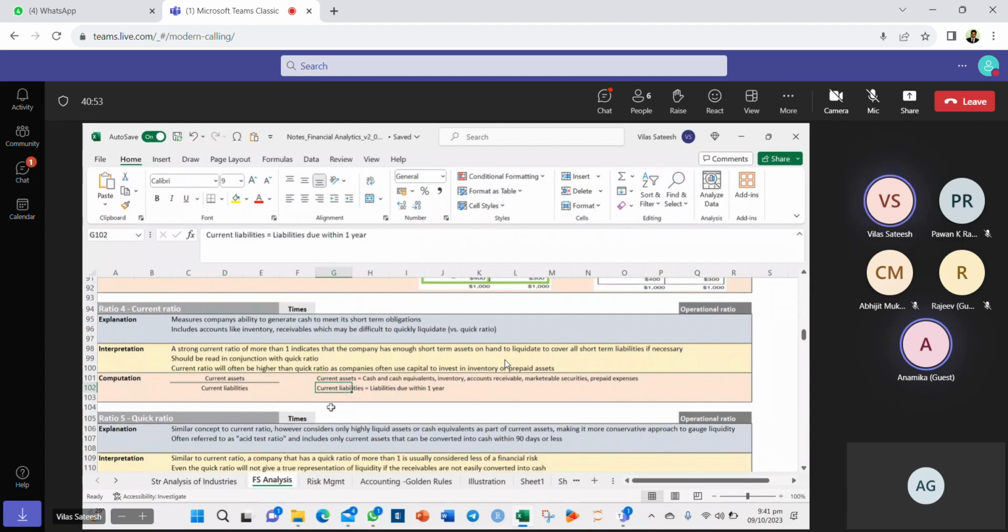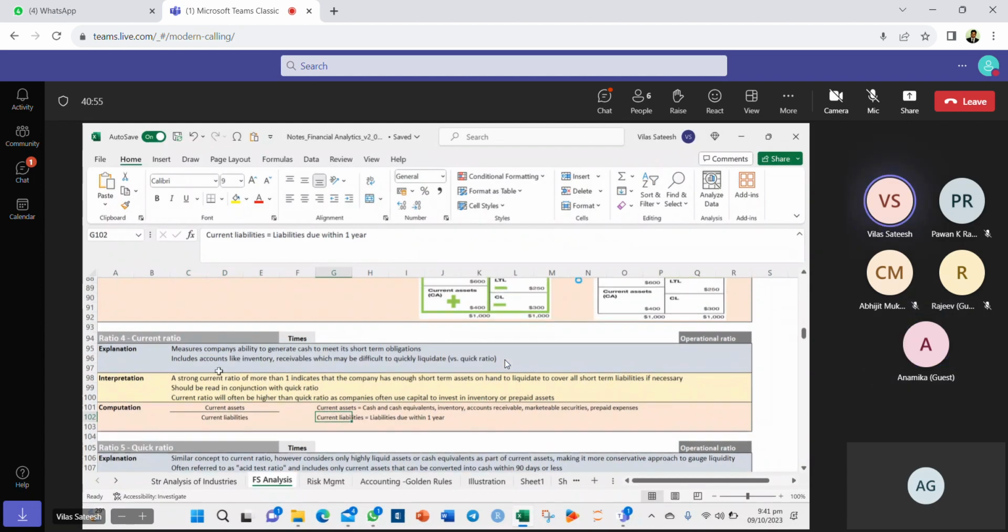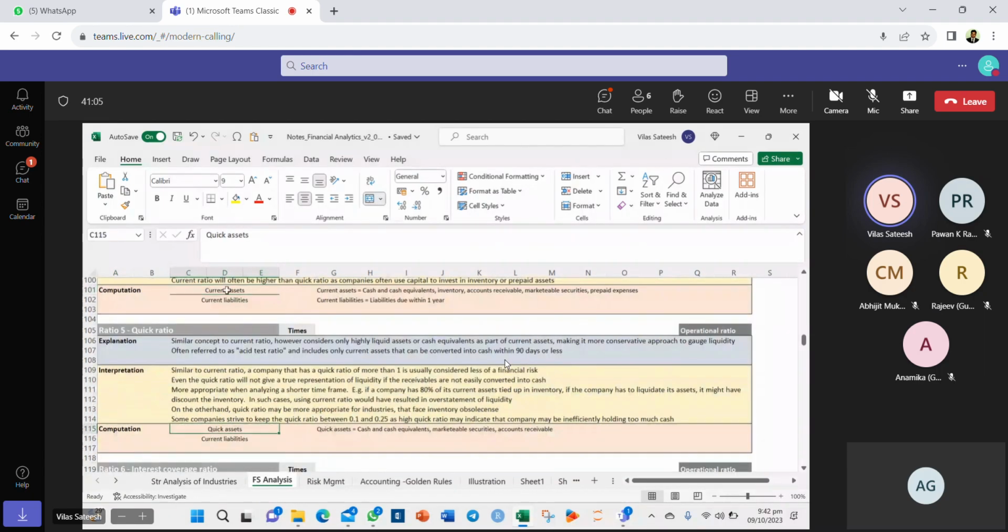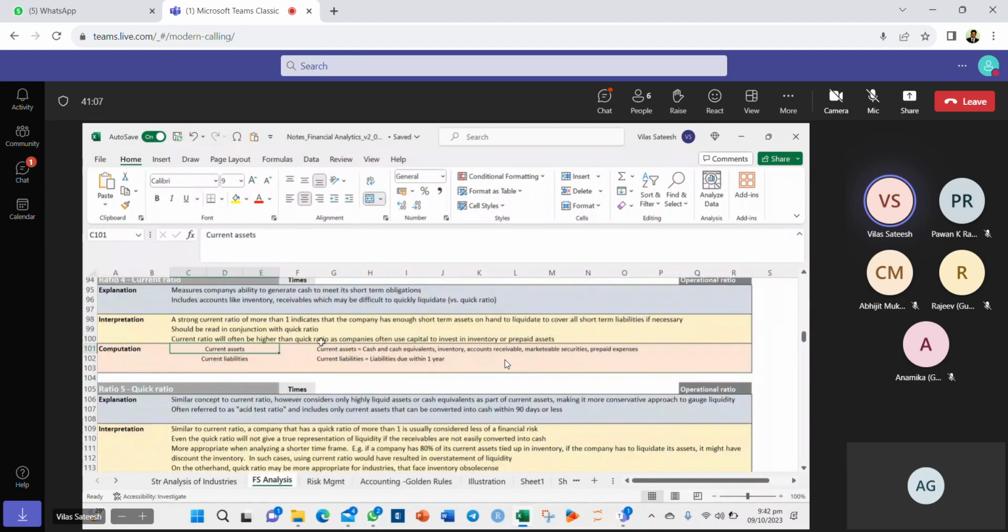The current ratio is the major bucket. The quick ratio is something within that bucket, because in the current ratio you are using current assets, and in the quick ratio you are using quick assets. Current assets is a combination of cash and cash equivalents, inventory, accounts receivable, marketable securities, and other prepaid amounts that you have paid in advance. Out of this, what can be easily converted into cash? You just think about that. Cash.